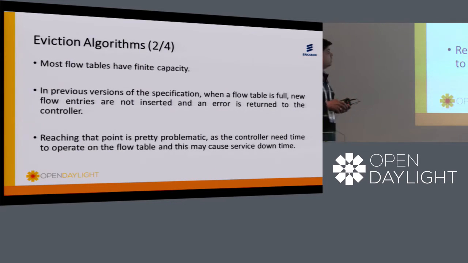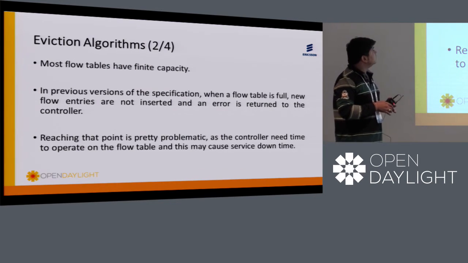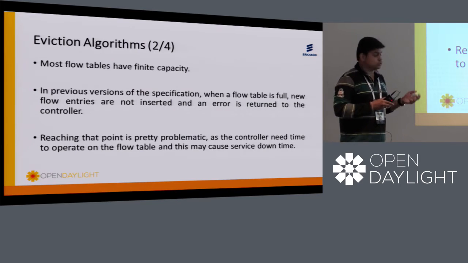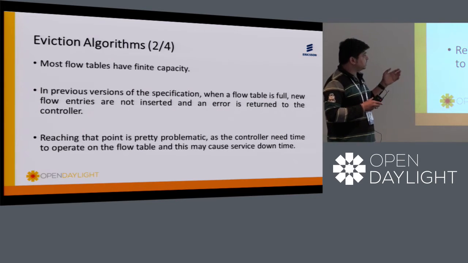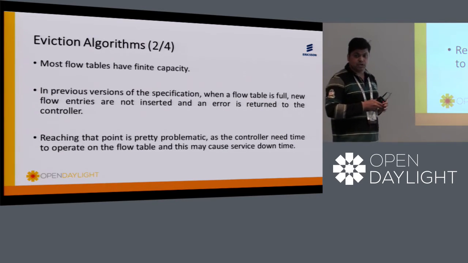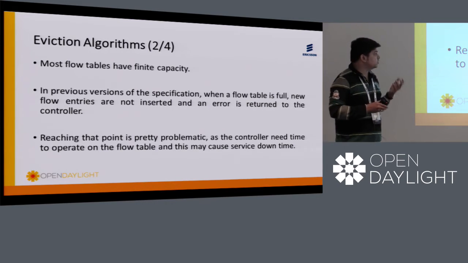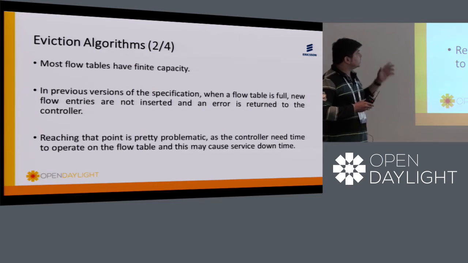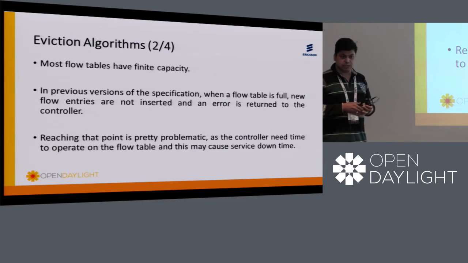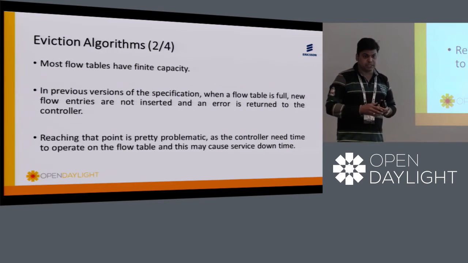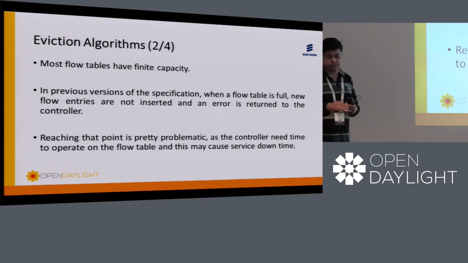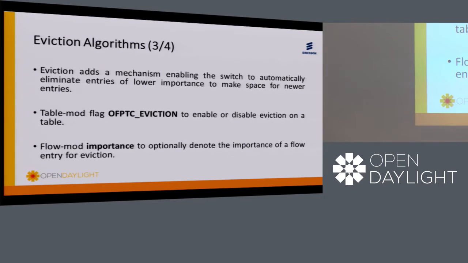Earlier than 1.4, the table had a finite capacity. Even with that capacity, if the table is full and we try to push in a flow or any OpenFlow message, it throws an error. So this can be a tedious task, reaching that point and then clearing up the space in the switch and then re-provisioning it. So instead, eviction algorithms help us in doing that.